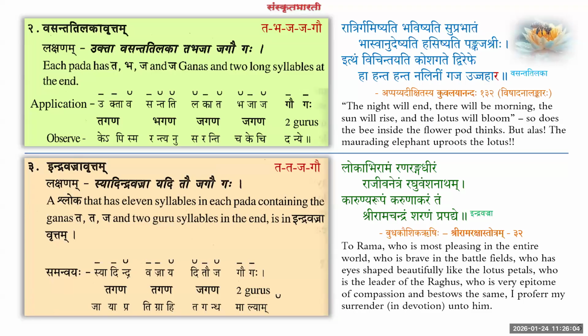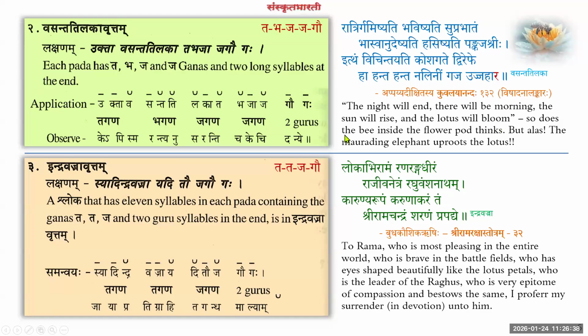So this is it: the night will end, Ratrir Gamishyati. There will be morning, Bhavishyati Suprabhatam. The sun will rise, Bhasvanudeshyati. And the lotus will bloom, Hasishyati Pankajashri. His description of blooming as Hasishyati is nice, right? The lotus will smile. That means she will bloom. And he calls it Pankajashri. So this is also a type of alankara.